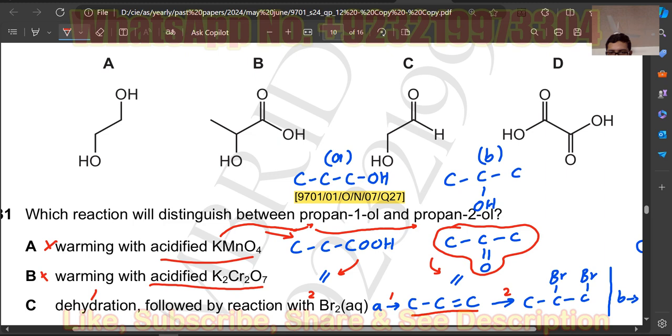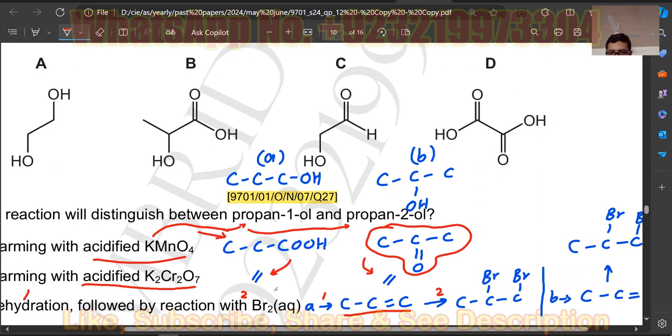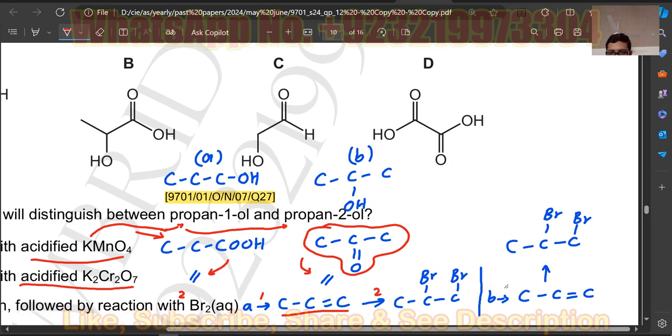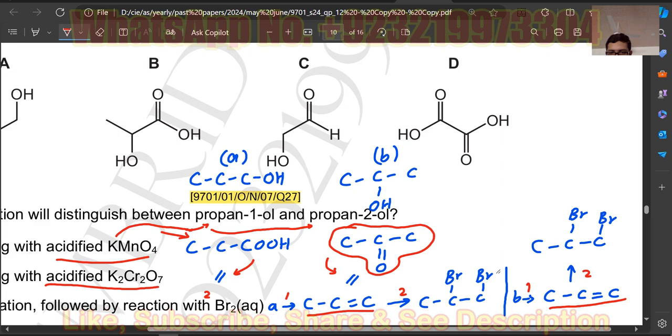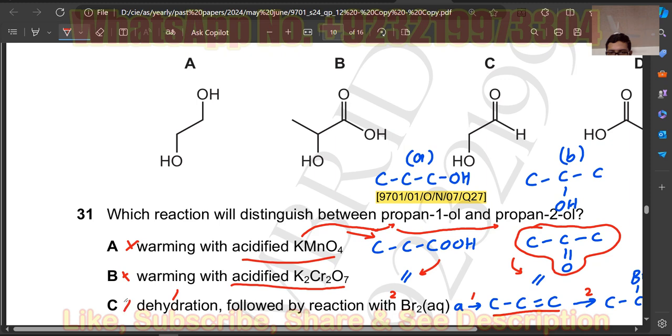Now apply this for propan-2-ol, which I have shown as the B molecule. So in the first step it is a dehydration for a secondary alcohol. This is a secondary alcohol, so you will get the same type of alkene product. So there is no difference between them. And when it is reacted with the bromine, again the same molecule. So there is no differentiation between propan-1-ol and propan-2-ol using these two steps of the tests.